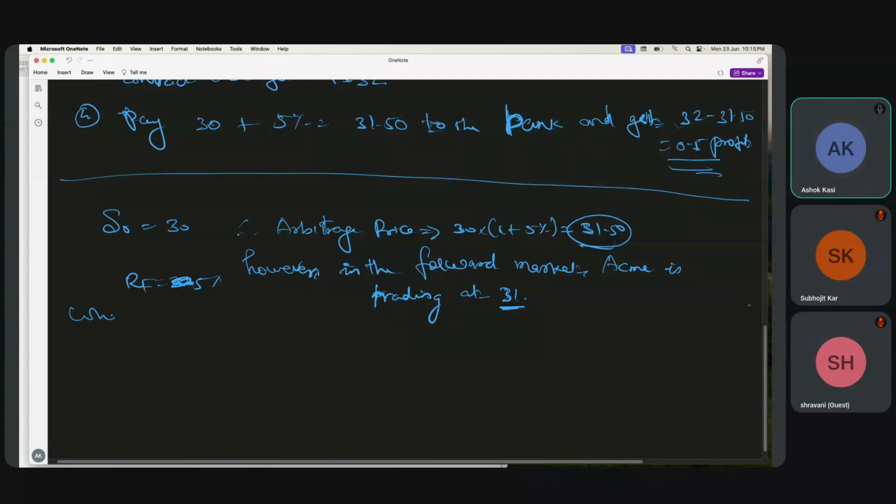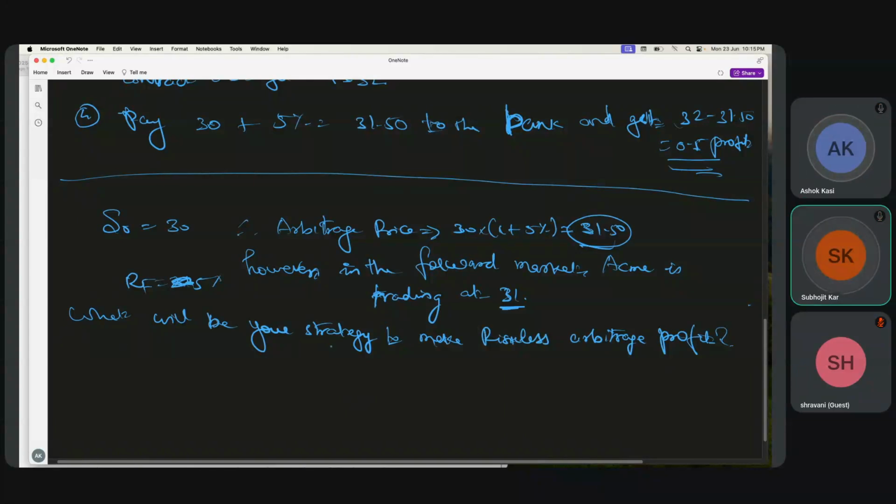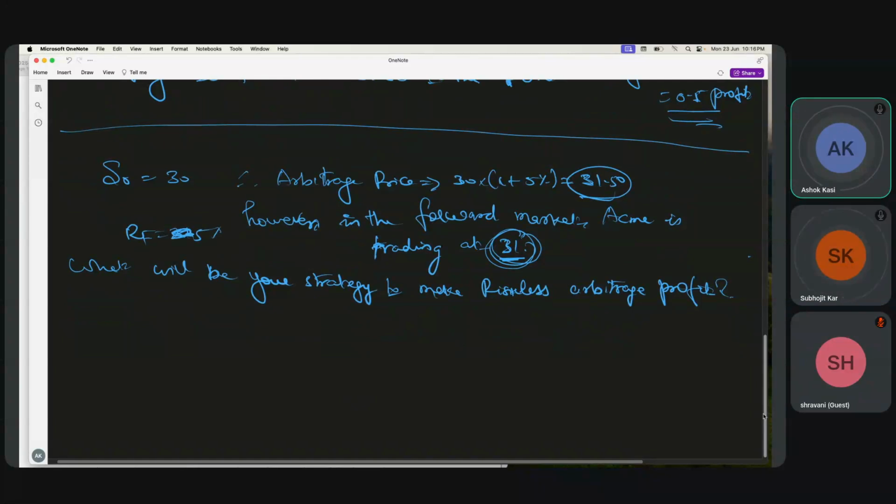Okay, so what will be your strategy to make riskless arbitrage profit? You will sell forward, right? No. See, right now, forward is undervalued at 31. Whatever is undervalued, you should buy.